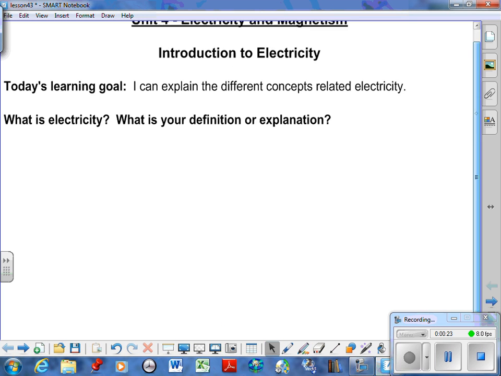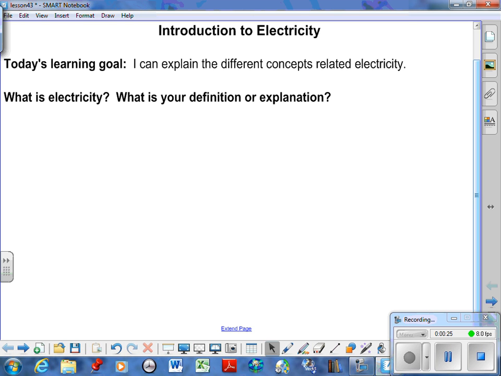Normally I'd have a discussion as to what is electricity, or what is your definition or explanation of it. What it essentially boils down to, what is electricity? It is the flow of electrons. That's what I want to keep it at this point. Okay? So electricity is the flow of electrons, and we're going to talk about exactly how that works in different situations and the different types of current out there.